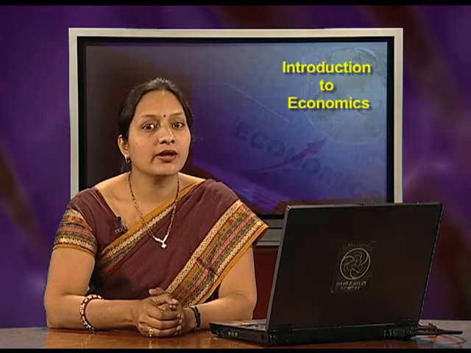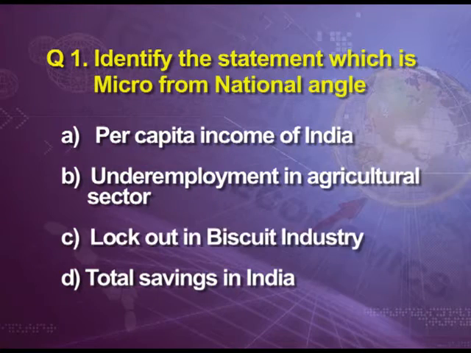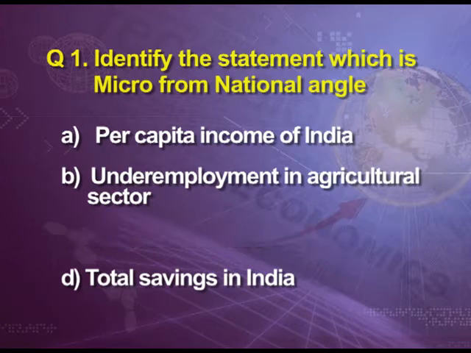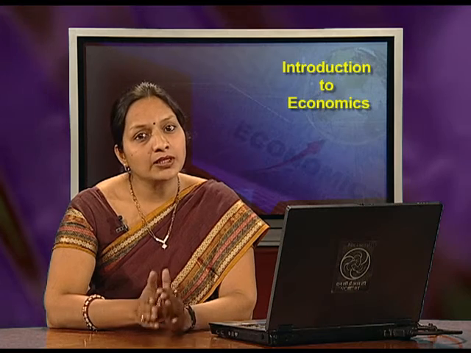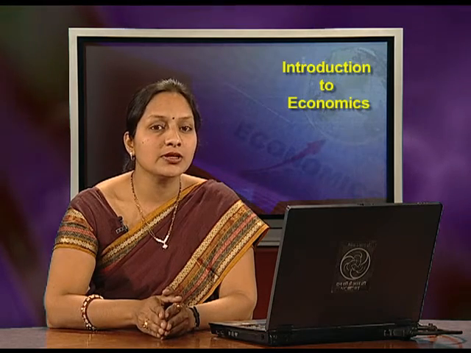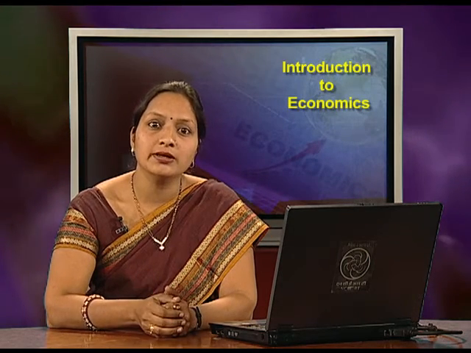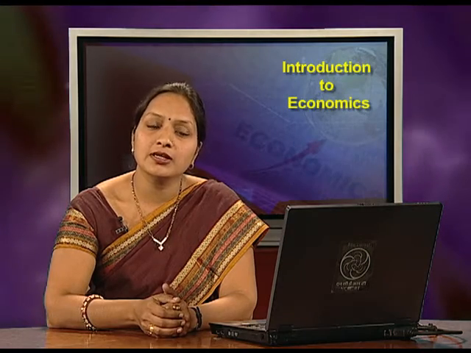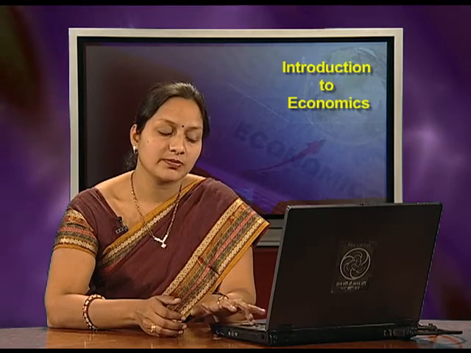Yes, you are right. Our answer is option C, lockout in biscuit industry. As you see, per capita income is a macro approach. Underemployment in agricultural sector is also macro from the national angle, and total savings in India is also a macro aspect.